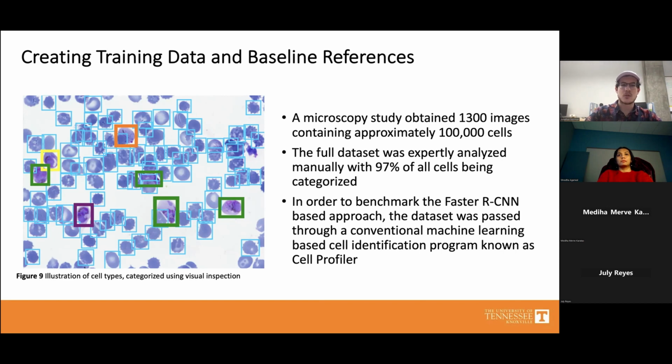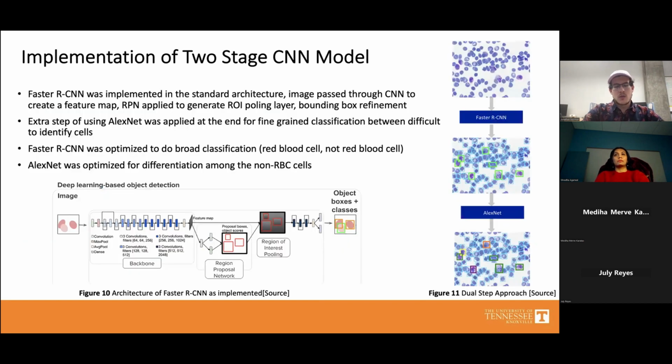So saying like, how good are these new tools compared to what we usually use? The way they implemented a faster RCNN in this study is they did it through a two-stage process. They had faster RCNN basically isolate the images into binary. Is this a red blood cell or is this not a red blood cell? That was the first step.